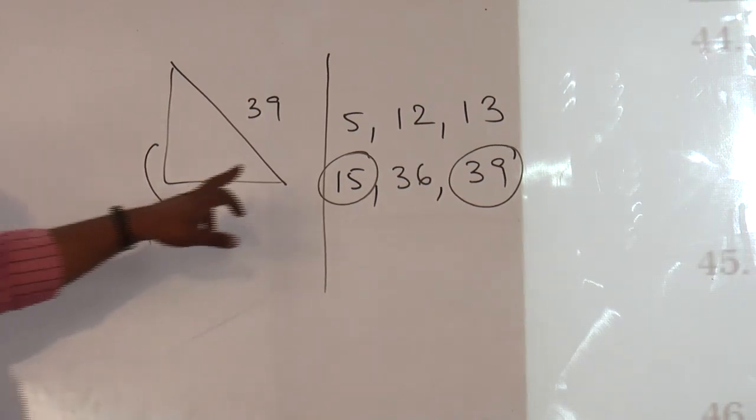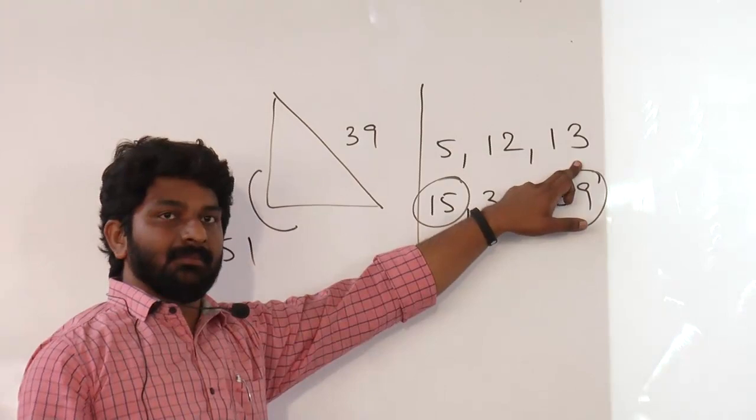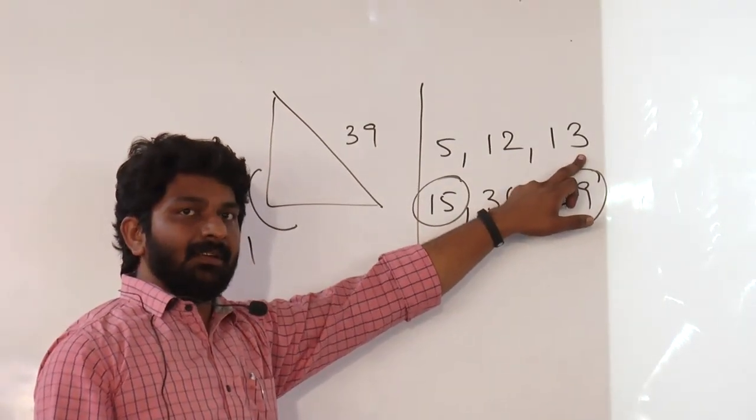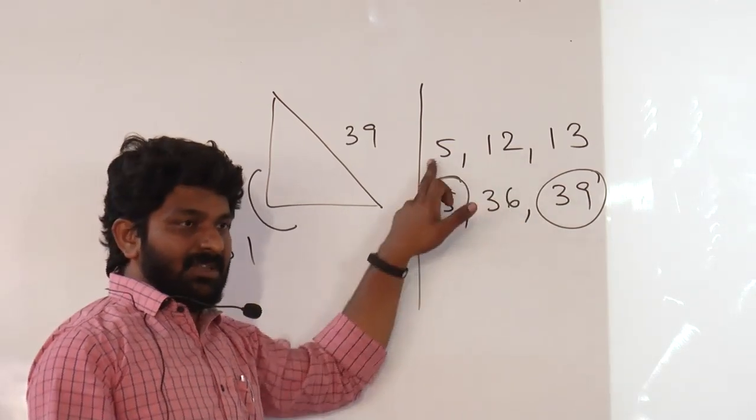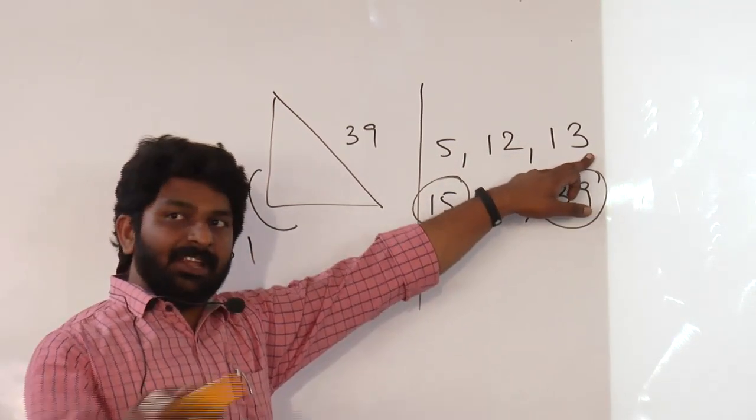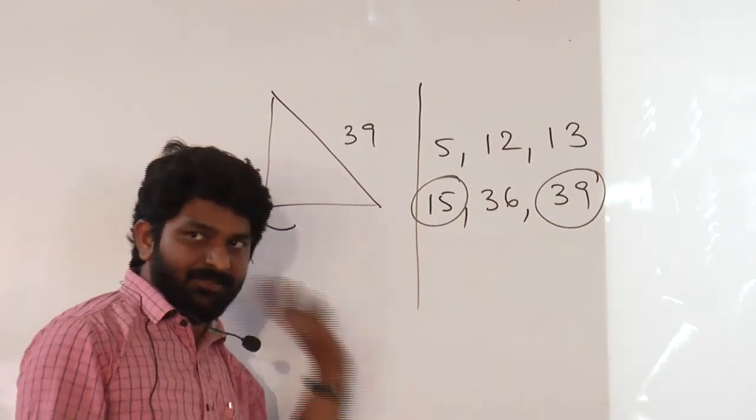So here itself we can conclude 5, 12, 13. What is sum of 3 numbers? 30. You have 13 here, but our actual number is 39, which is 3 times of this. So sum of initial numbers is 30, 3 times of that number is 90, satisfied. Least side is 5, 5 times 3 is 15, answer.